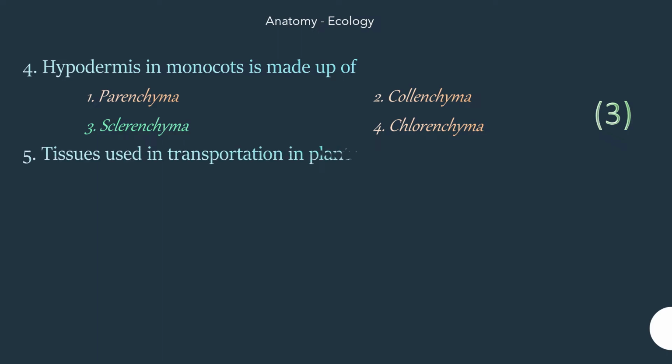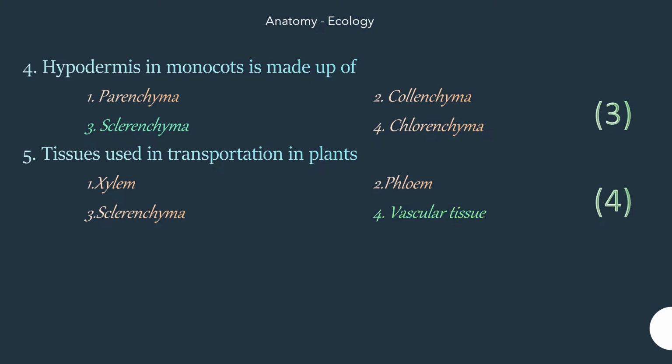Tissues used in transportation in plants: xylem, phloem, sclerenchyma, vascular tissue. Answer is 4. Tissues used in transportation in plants: vascular tissue.